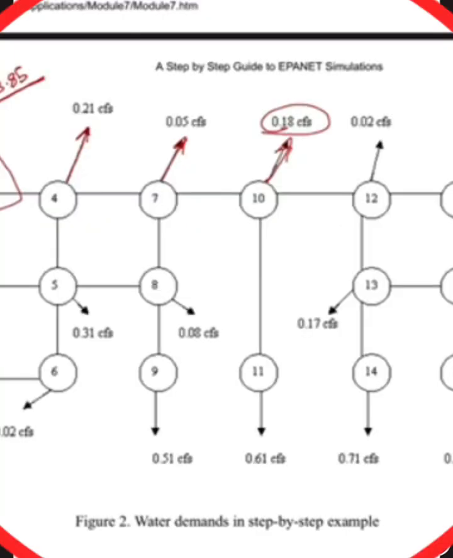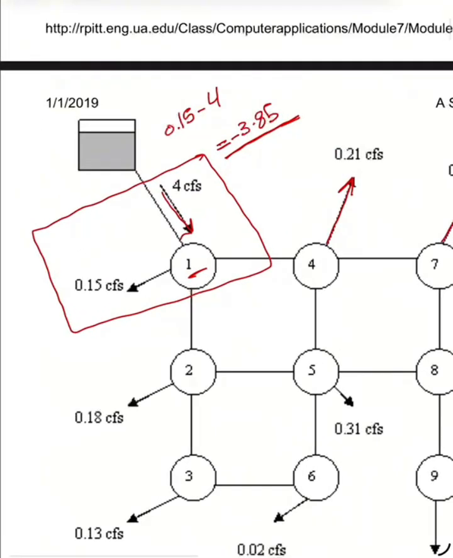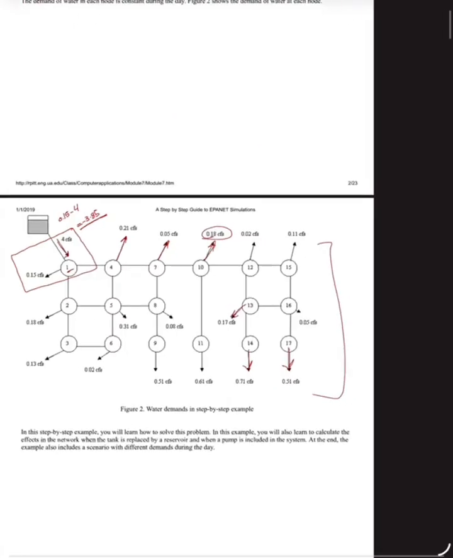As you can see, the direction of each one of them is out of the node, except this one, which has two directions for the water, one entering and one leaving. So how to calculate the base demand in this case? We're going to do simple mathematics by saying 0.15 minus 4 will give us minus 3.85, and this is the base demand for junction number 1.